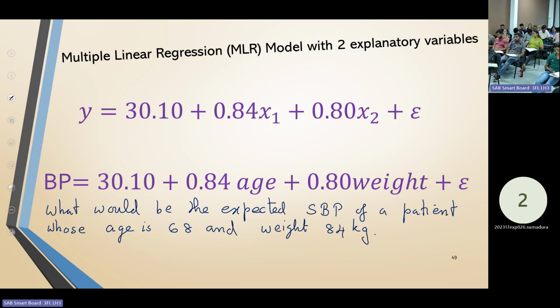So we have the model. Blood pressure is 30.102 or something, plus 0.84 something. Then they're asking us what would be the expected systolic blood pressure SPP of a patient whose age is 68 and weight 60. So we have the model. Just substitute 68 instead of age, substitute the weight, and evaluate the expected value.